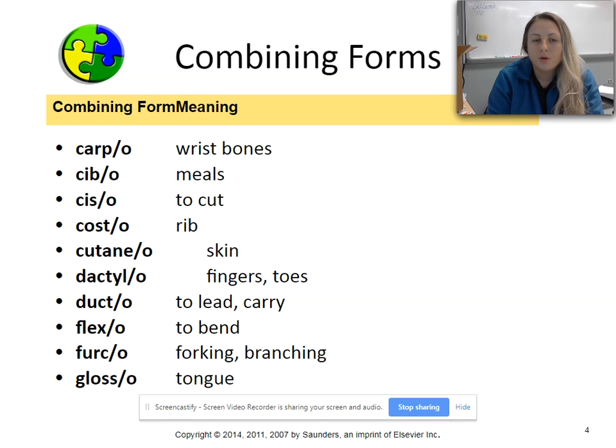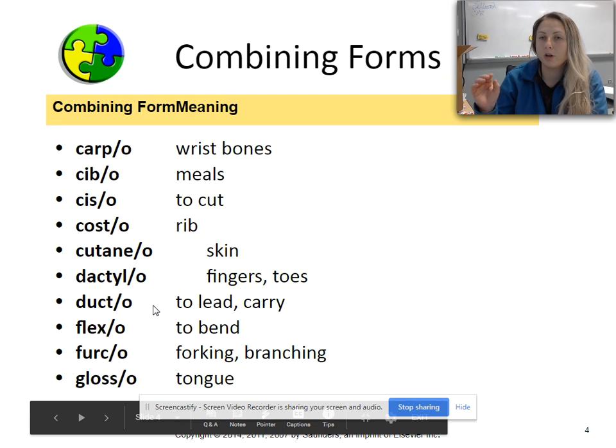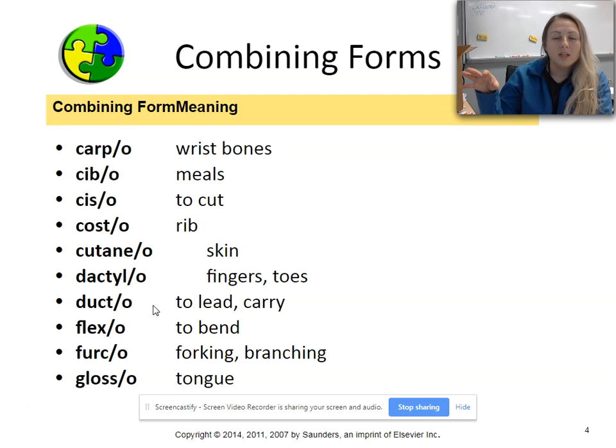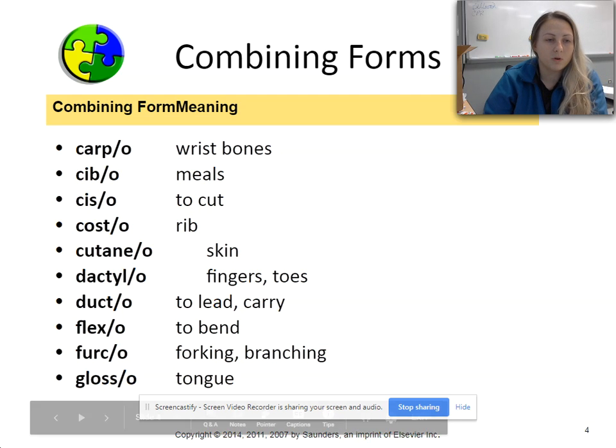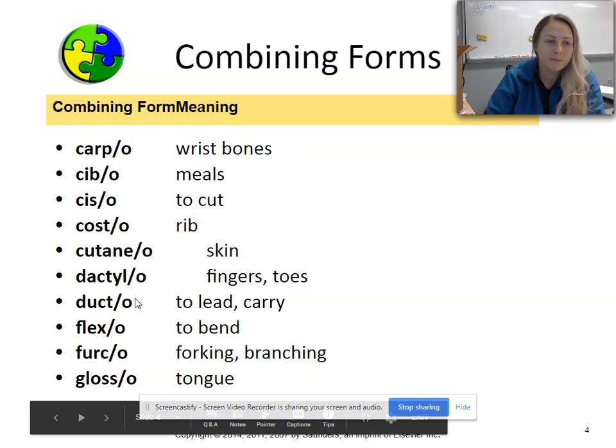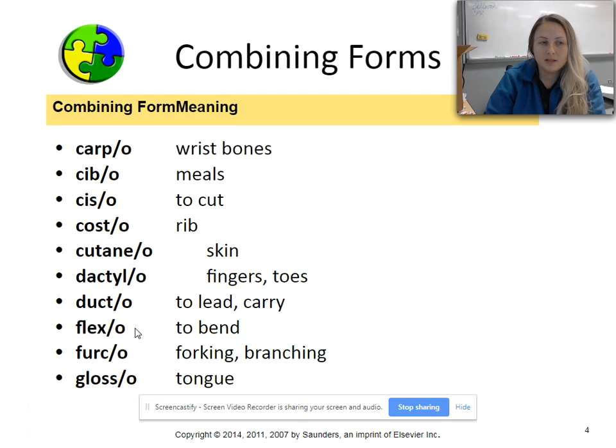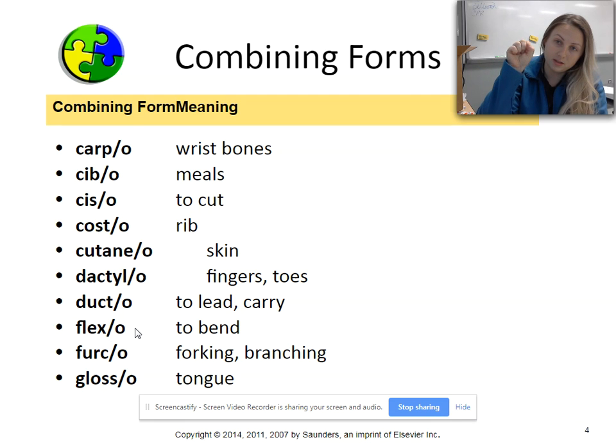Dactylo, this is fingers or toes. Polydactyly is where you have too many fingers or toes, like if you had a sixth finger or a sixth toe. Ducto, this is to lead or carry, like duct work for your HVAC system. Your heat and your AC generally run through ducts in the house to blow out a vent to warm or cool your house down. Duct is to lead or carry. Flexo means to bend, like flexion means to bend. Extension is to straighten. Flexion is to bend.